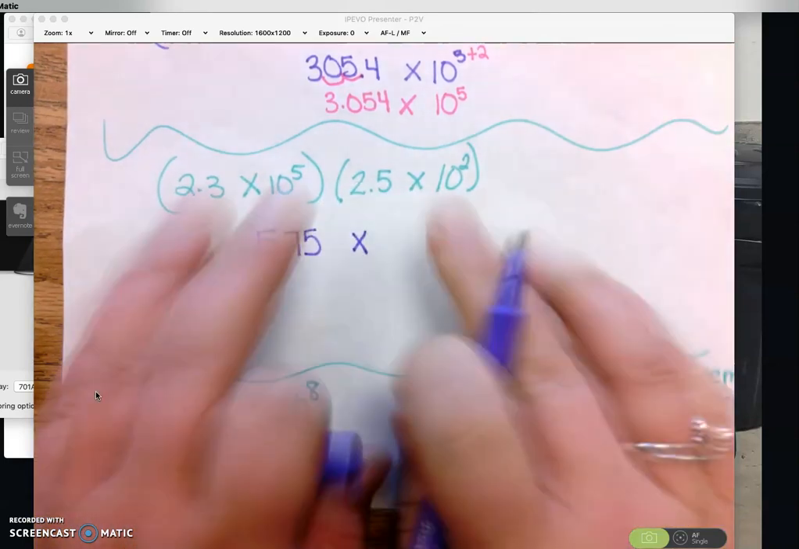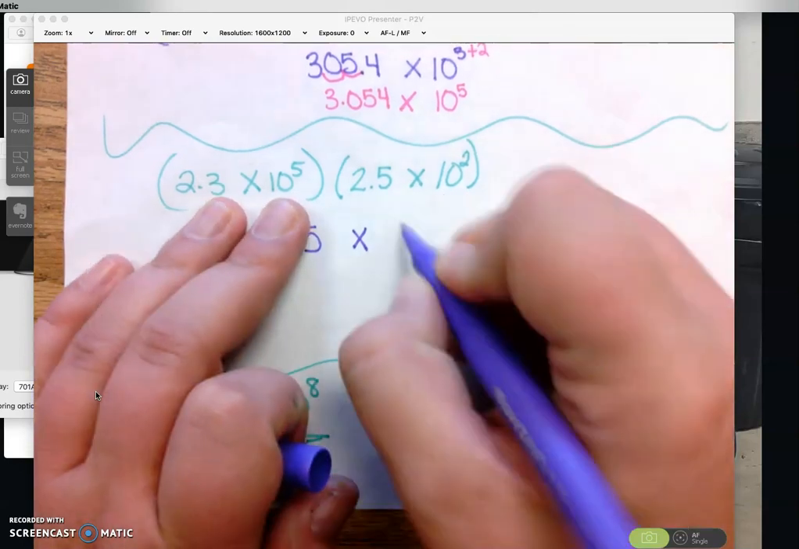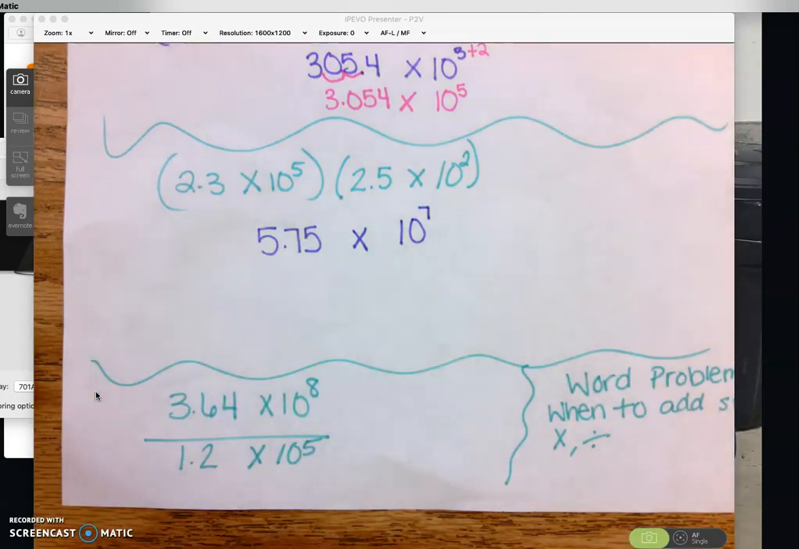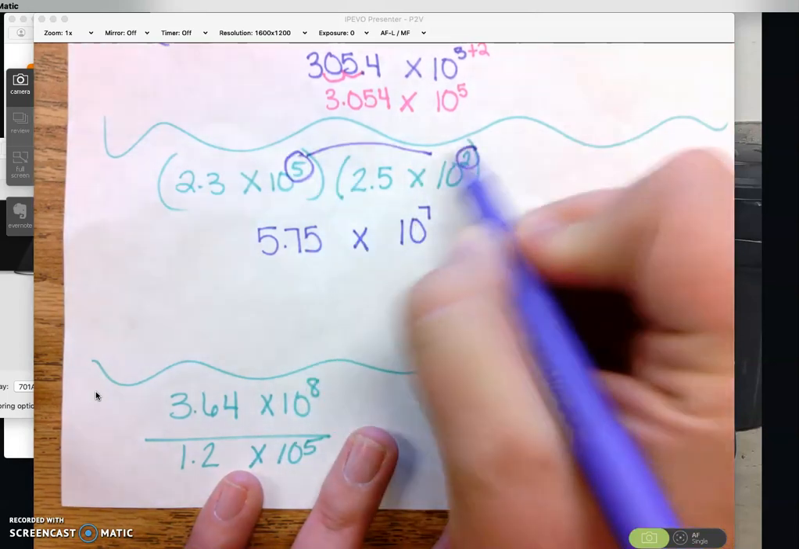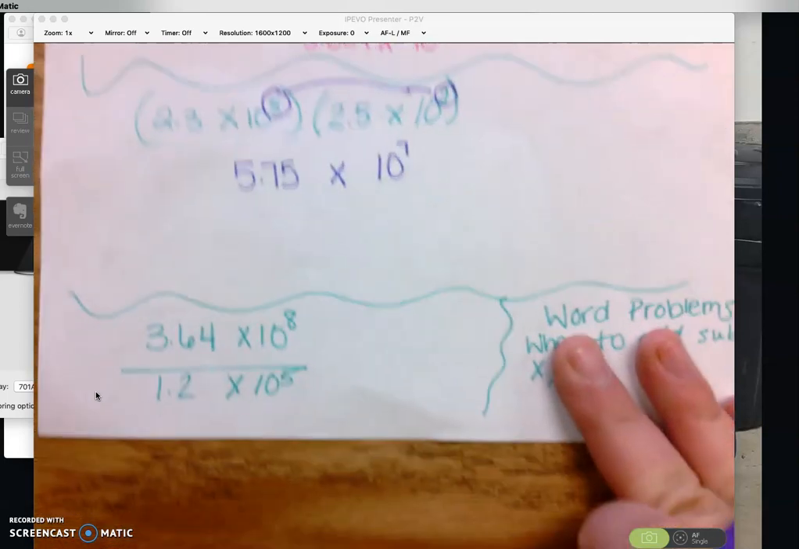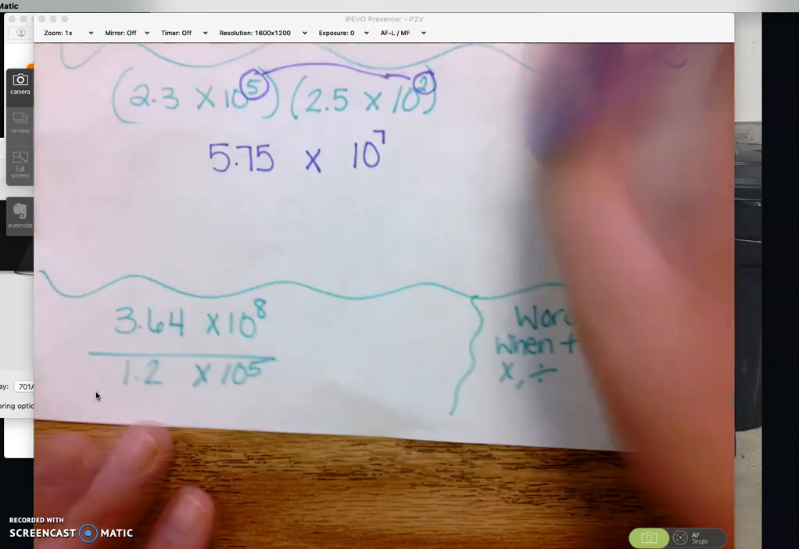That's my decimal, times 10 to the 5th times 10 to the 2nd is 10 to the 7th. How did I get 7? I add the 2 exponents. Am I done? Oh, no. Yes, sorry about that. It is in scientific notation.